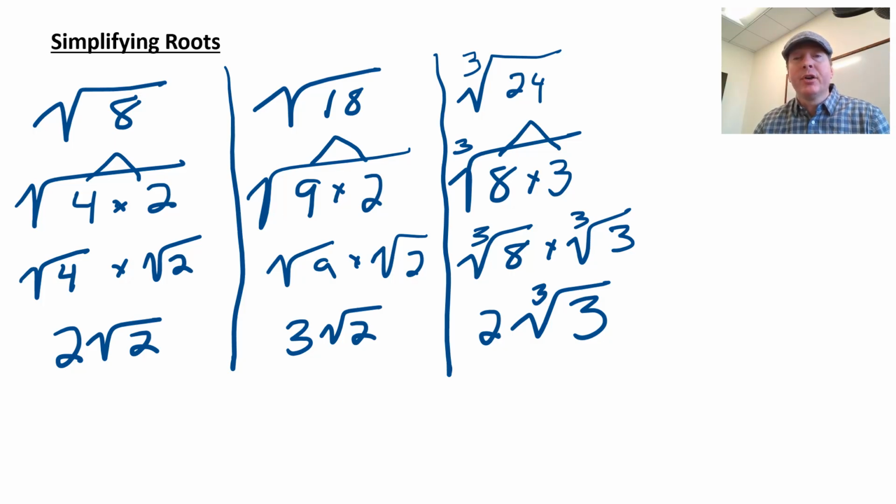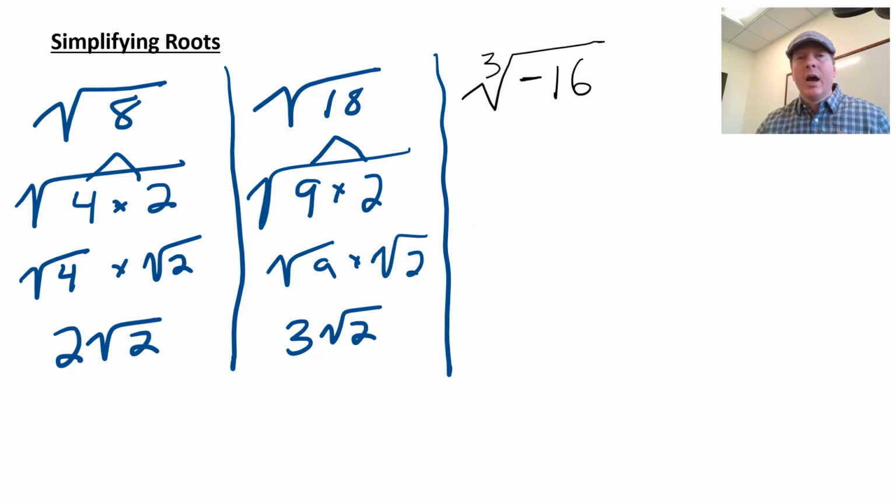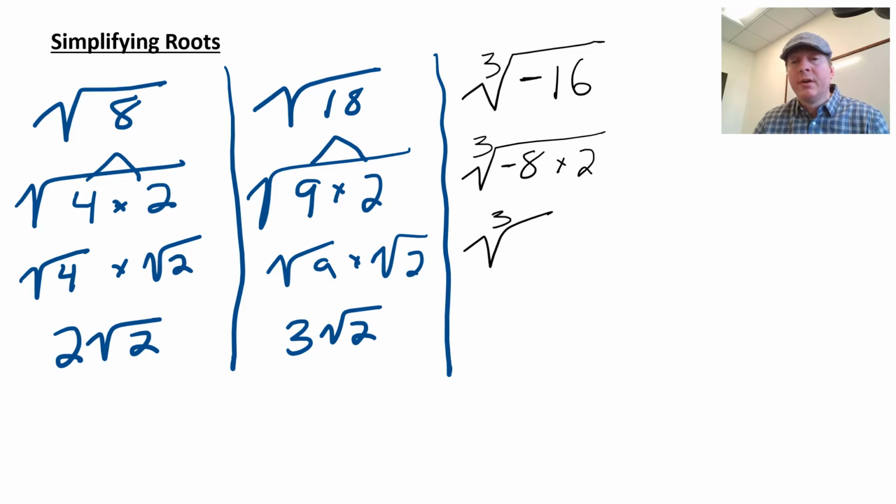And one last example here. Let me do a little erasing. How about the cube root of -16? Well, is 16 divisible by any number that is a perfect cube? Yes, 16 is also divisible by 8. 8 is a perfect cube. So the cube root of -16 is the same thing as the cube root of -8 times 2. Cube root of -8 times the cube root of 2. So that's what? -2 times the cube root of 2.